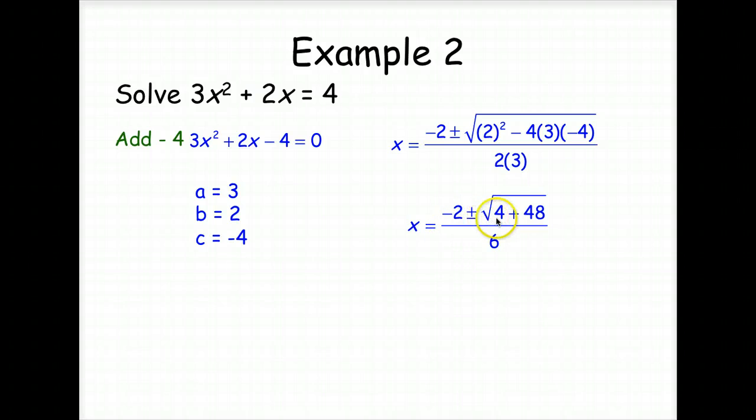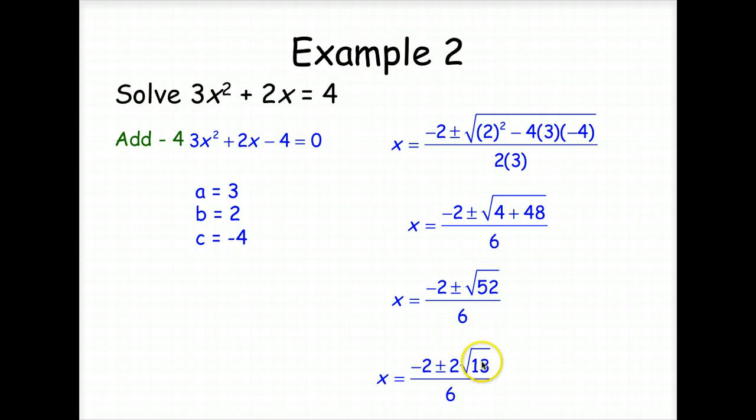This gives us negative 2 plus or minus the square root of 4 plus 48, which is 52. This is the same thing as 4 times 13. Square root of 4 is 2 square root of 13. So we simplify. This is not in its simplest form. Notice we've got a 2 and a 2 and a 6, all divisible by 2. So when we divide each one of these terms by 2, our final answer is negative 1 plus or minus the square root of 13 over 3.